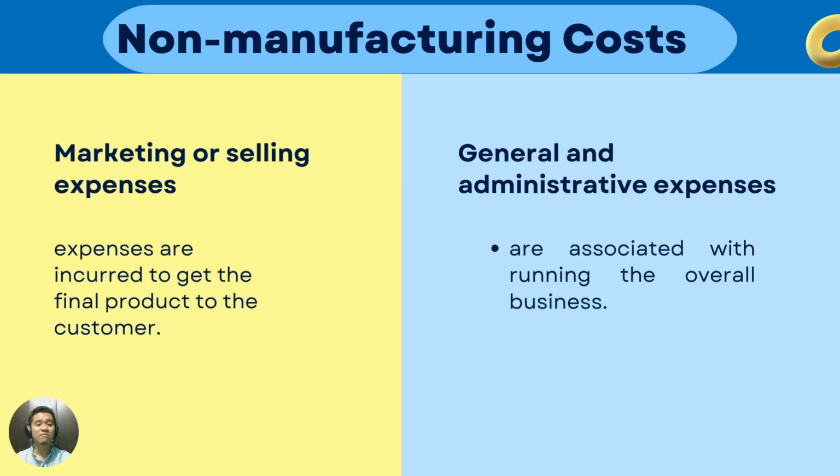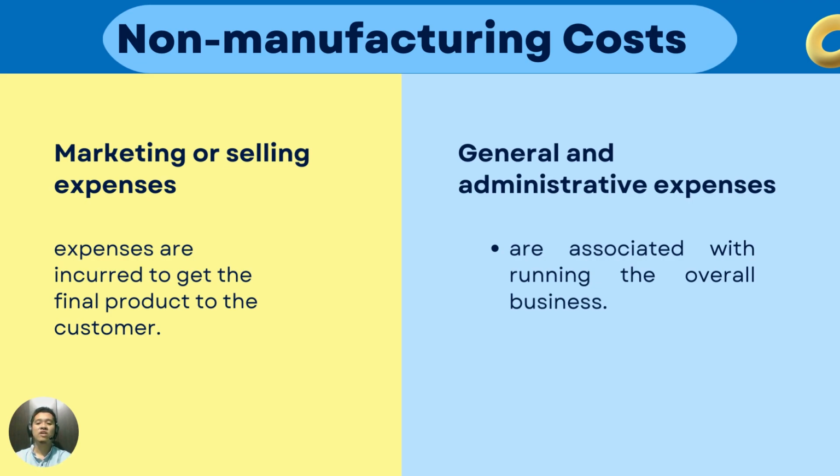For marketing, from the word itself, these are expenses incurred to get the final product to the customer. All the expenses we incur to get the product out to the customer, to market it and advertise it, those are non-manufacturing costs. They do not relate to manufacturing the product. So these are non-manufacturing. Next, we have the general and administrative expenses.